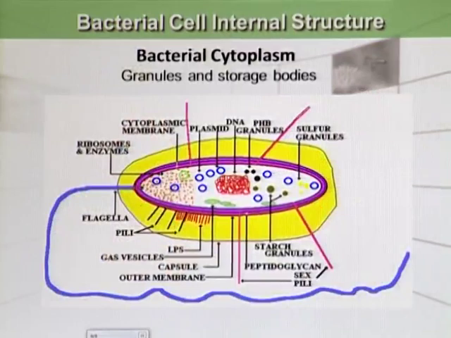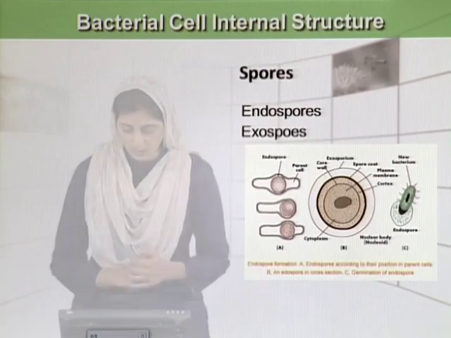And then bacterial cytoplasm contains granules and storage bodies like sulfur granules and starch granules. They are actually meant to withstand the competitive environment, the competitive conditions.